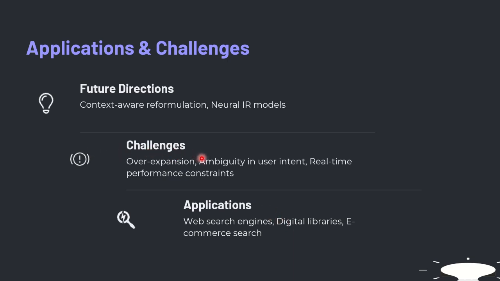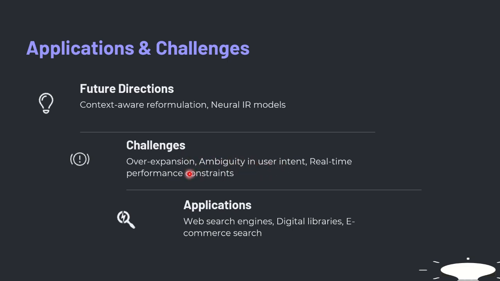Then the challenges. Here comes the interesting part. Over expansion can introduce noise. If we write Java and we try to include something else, it could be like Java being associated with coffee, tea, whatever you can say. So this will not work in that case. Then ambiguity in user intent. Words sometimes have multiple meanings depending on the context of a sentence. So that is going to be a real challenge.